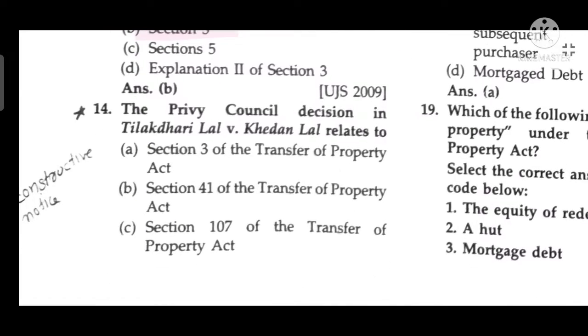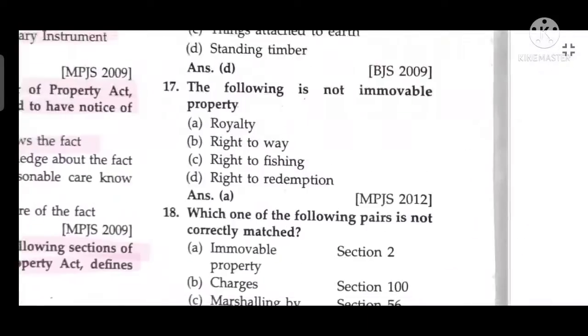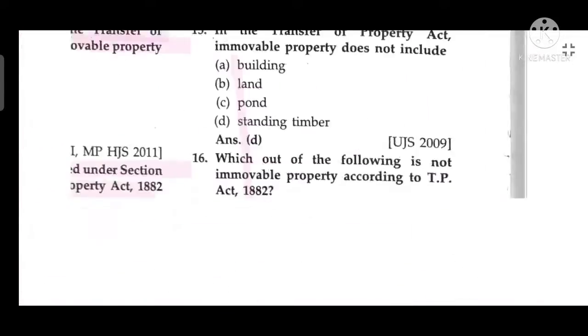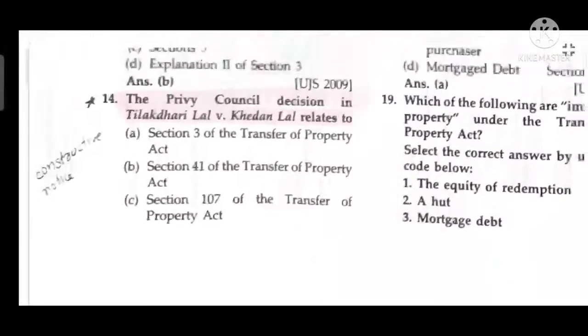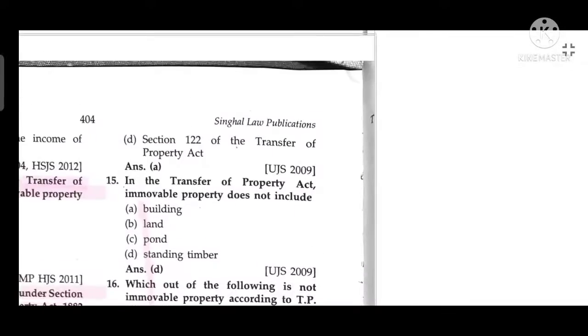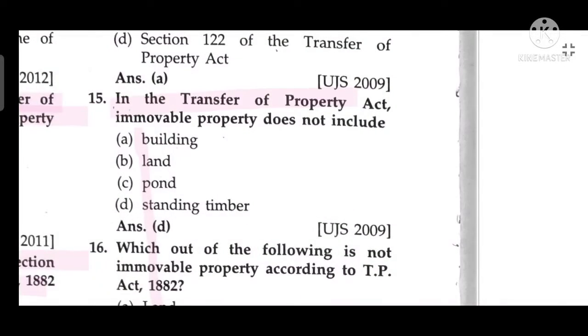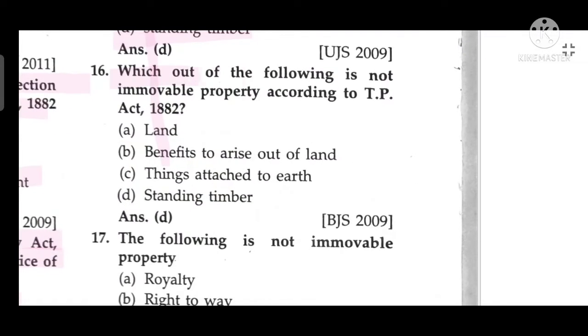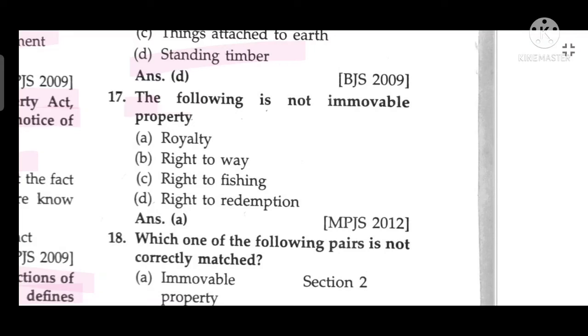Section 3. The Privy Council decision in Tilakdhari Lal versus Khedan Lal related to Section 3 of the Transfer of Property Act. In the Transfer of Property Act, immovable property does not include standing timber. Which of the following is immovable property according to the TP Act 1882? Standing timber is not immovable property. Royalty.